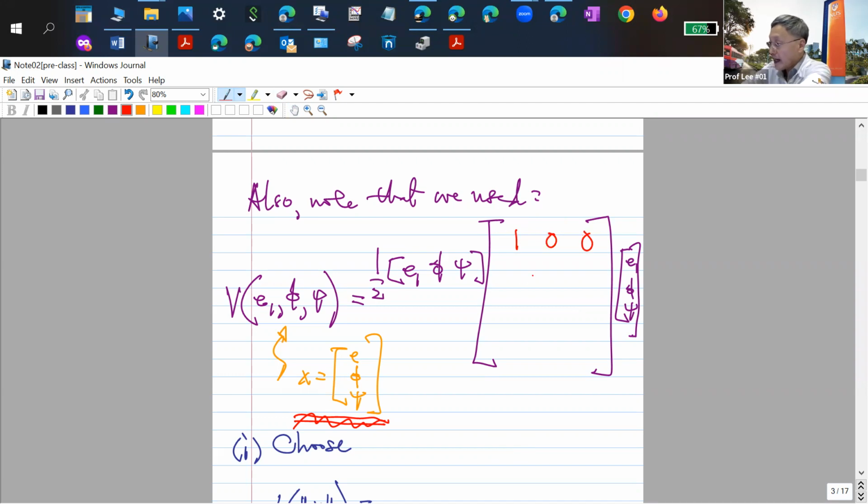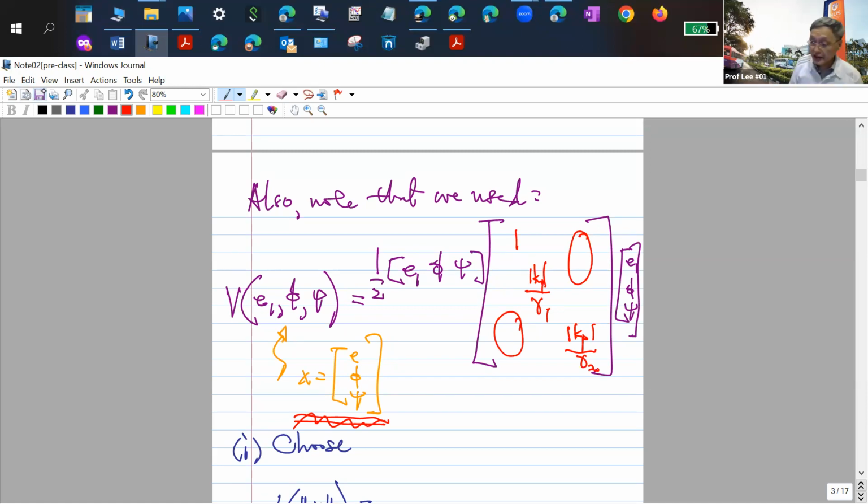It's 1/2 of E1 squared, and then magnitude of Kp over gamma 1 of P squared, and then magnitude of Kp over gamma 2 of C squared, right? And then basically the off-diagonal terms are all 0. So that was the so-called ellipsoid function that I used.